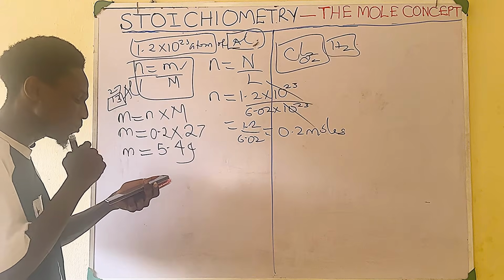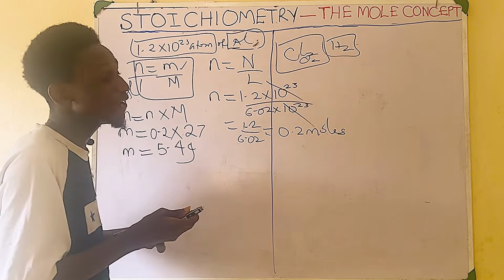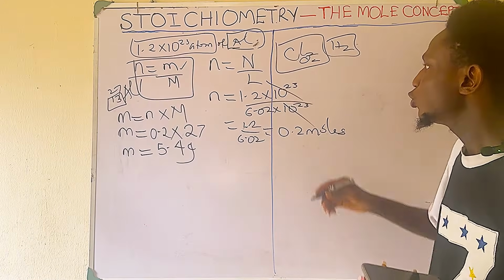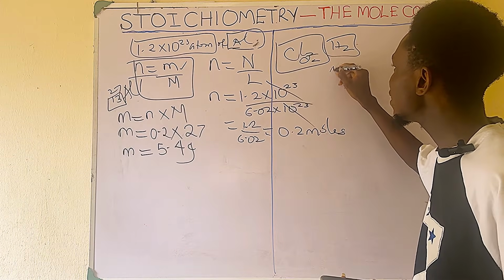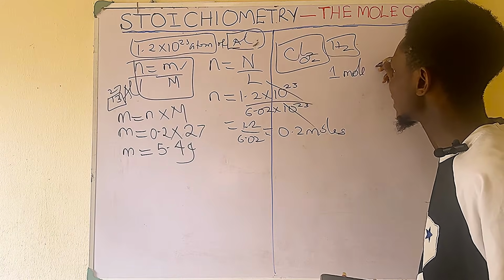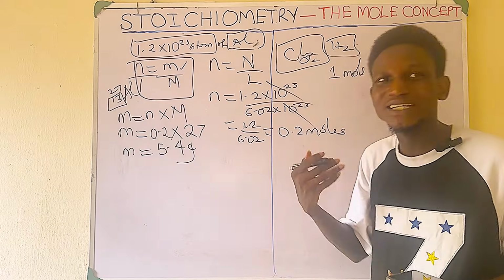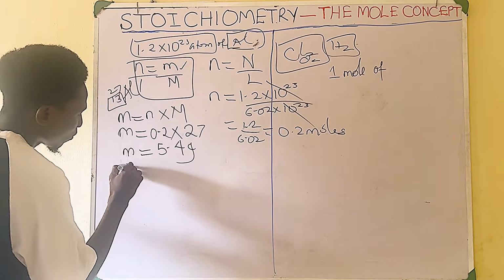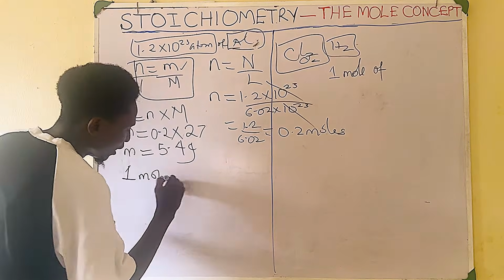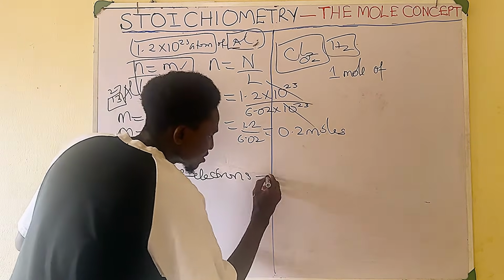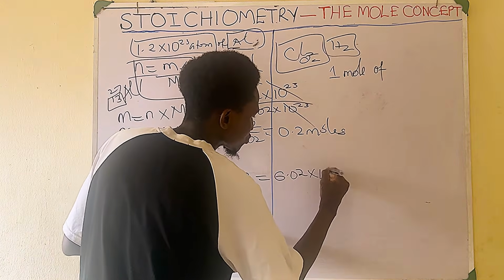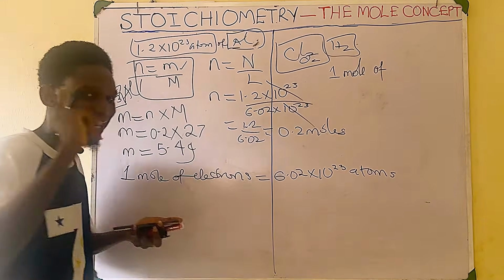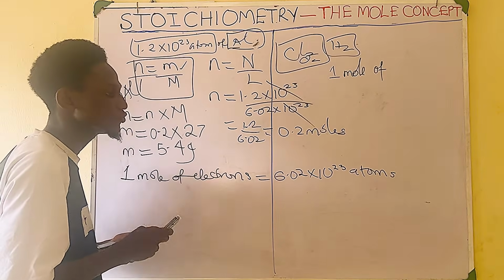Why? Because it said calculate the mass of 1 mole of electrons. The first thing you have to do is write out, just like we said when calculating the mass of 1 atom of sodium, that 1 mole of any substance equals Avogadro's number of particles. So 1 mole of electrons will give me 6.02 times 10 to the power 23 electrons.